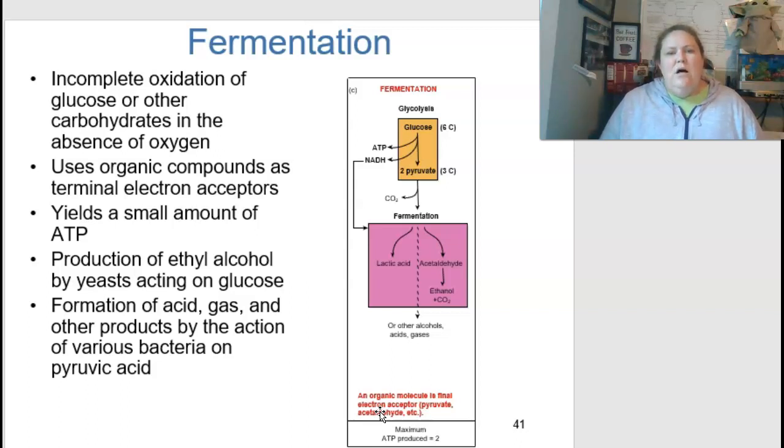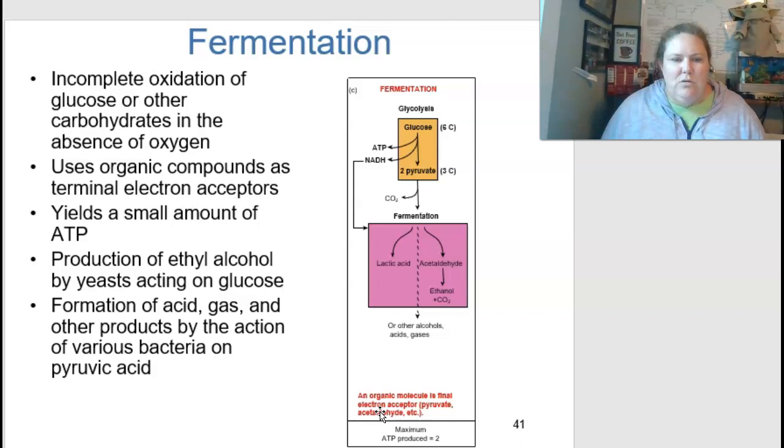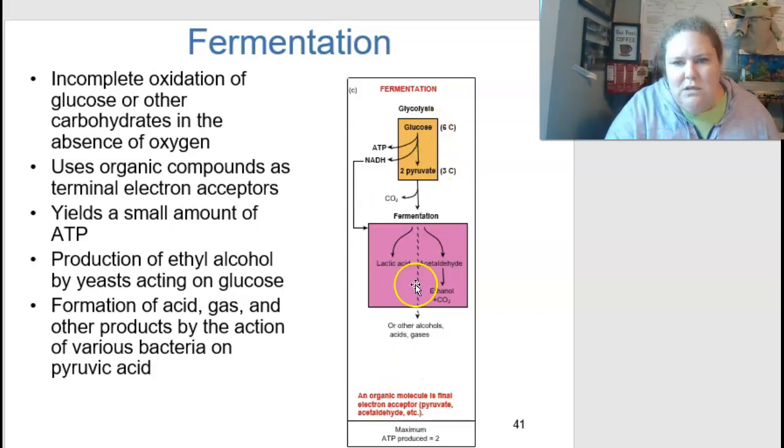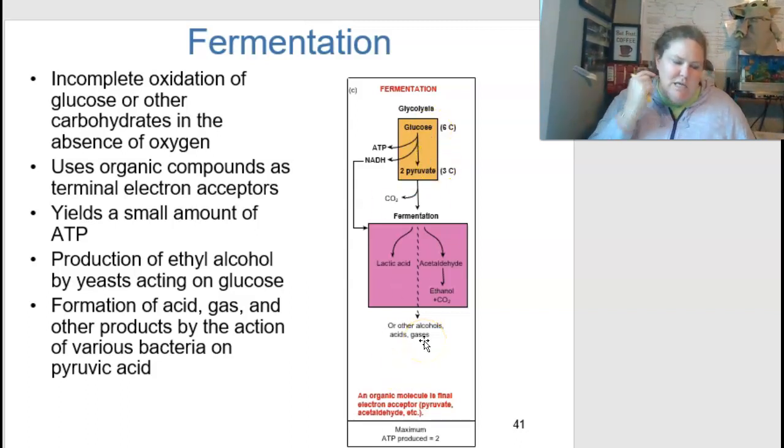The production of ethyl alcohol by yeast acting on glucose is one example of fermentation. We also can form an acid, a gas, and other products by the action of various bacteria on the pyruvic acid. And so this would be, again, the snippet of fermentation that was in that comparative figure in your book, which was very nice, and that was figure 8.16.